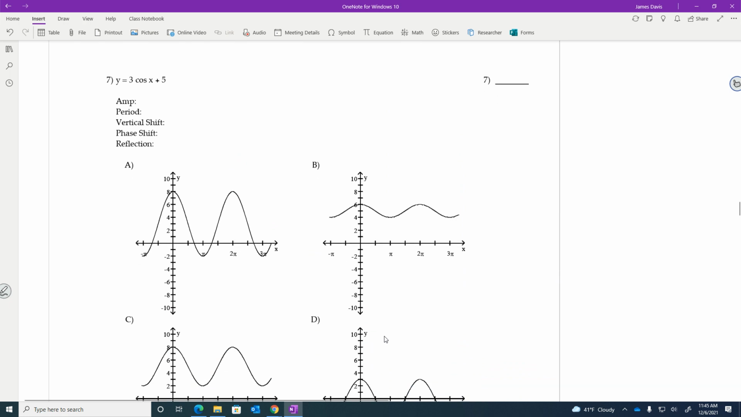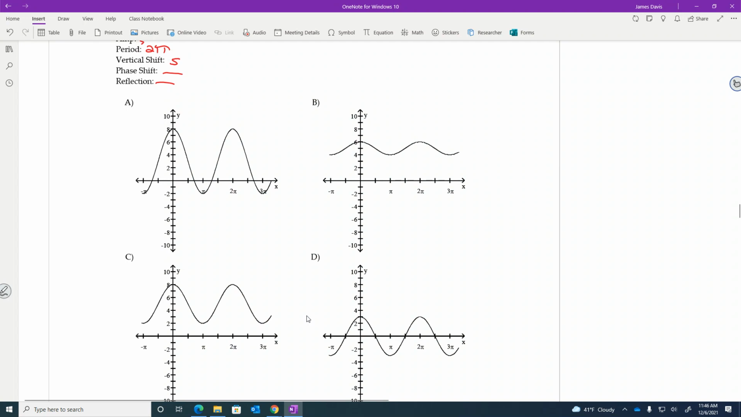Number 7: amplitude of 3, period 2 pi, a vertical shift of 5, no phase shift and no reflection. So we're going to have a cosine with a vertical shift of 5, which means the midline should be 5. So look at where the midlines are on these. It's a little bit challenging, but if you put the midline at 5, clearly that's not going to work because it has to have an amplitude of 3. That wouldn't work out. So it's not that one.